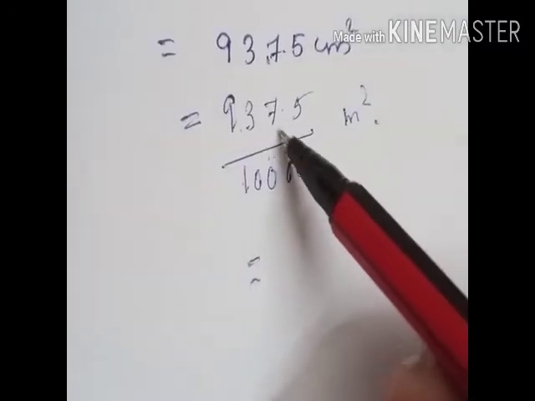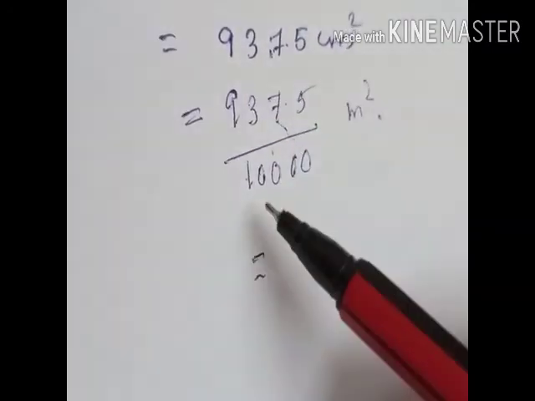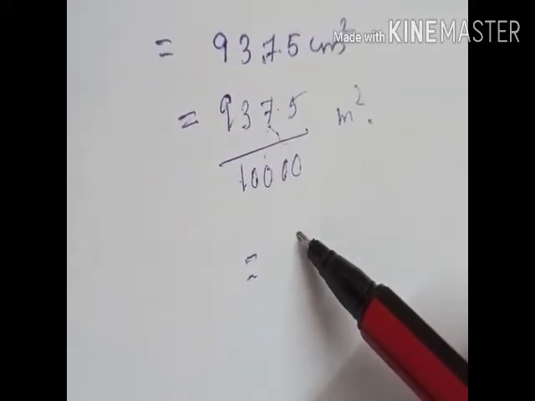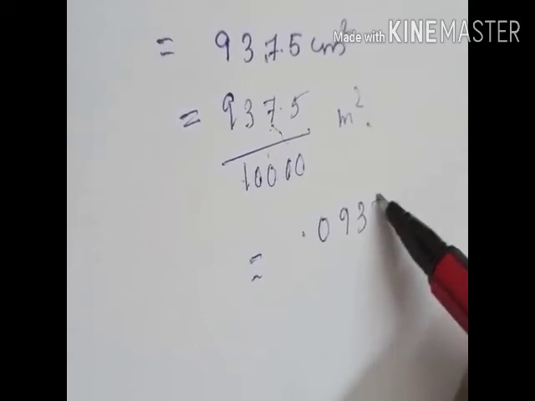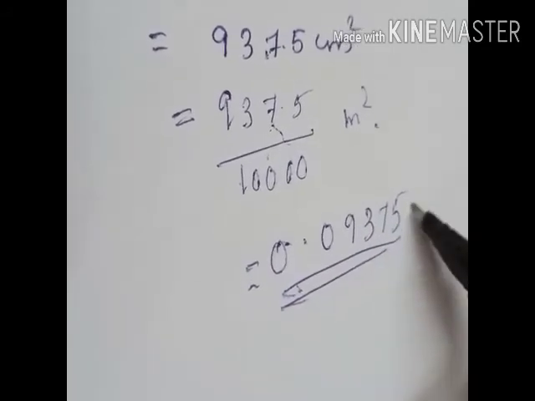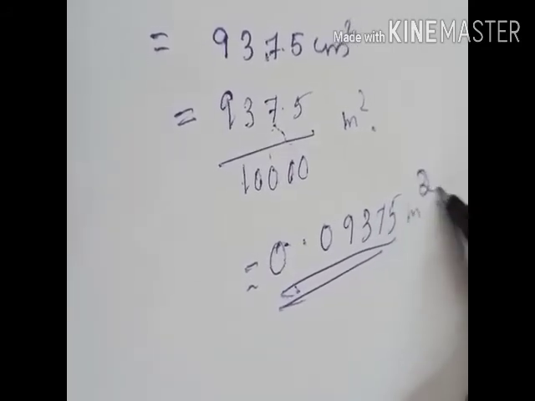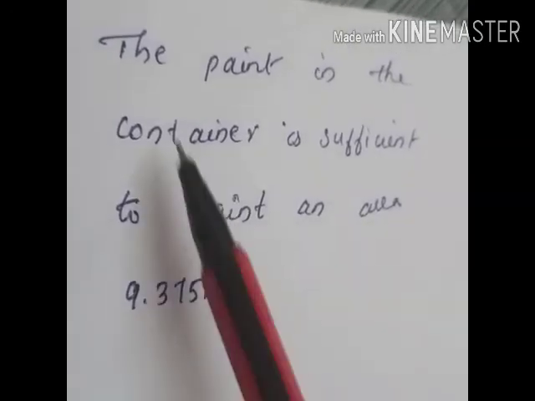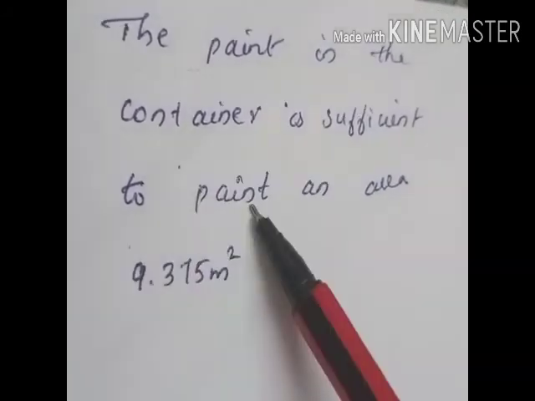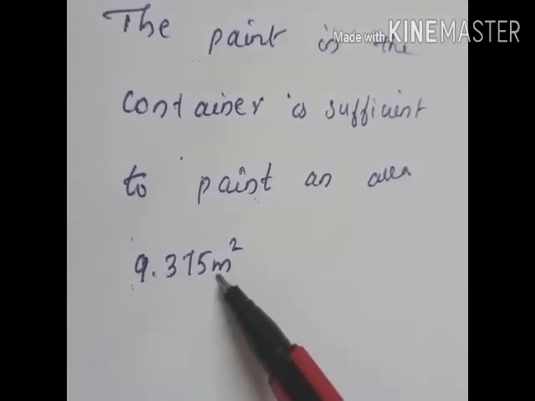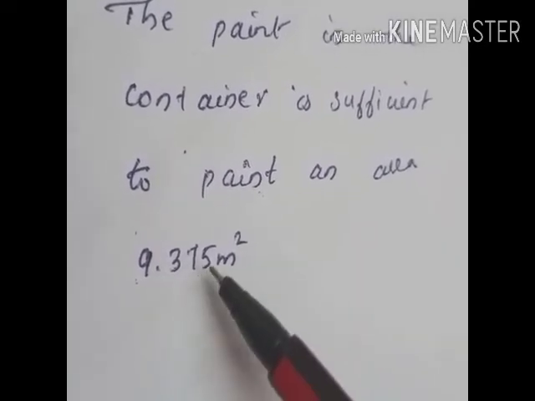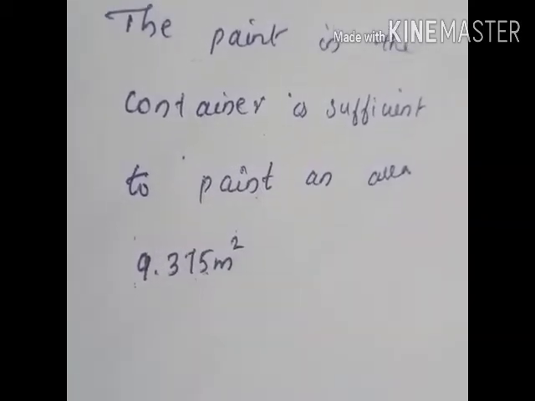So we should move the decimal 4 digits to the left. But here there are only 3 digits, so we should add a 0. So 0.09375 meter square. According to the question, the paint in the container is sufficient to paint an area of 9.375 meter square. Then we have to find how many bricks can be painted out of this container.